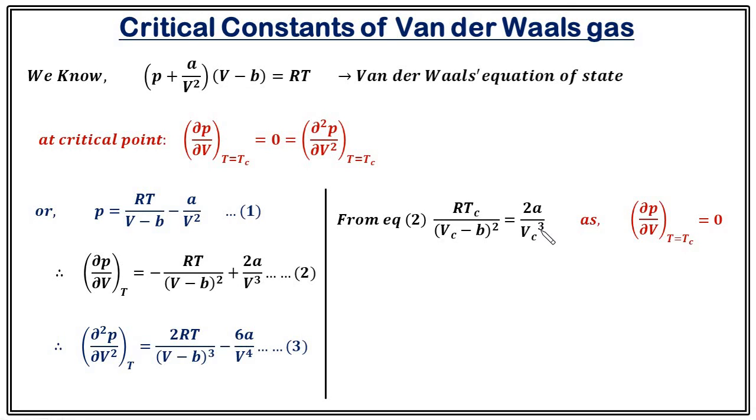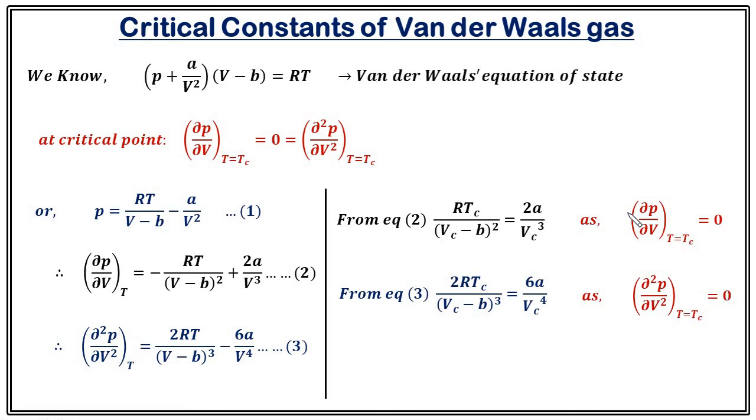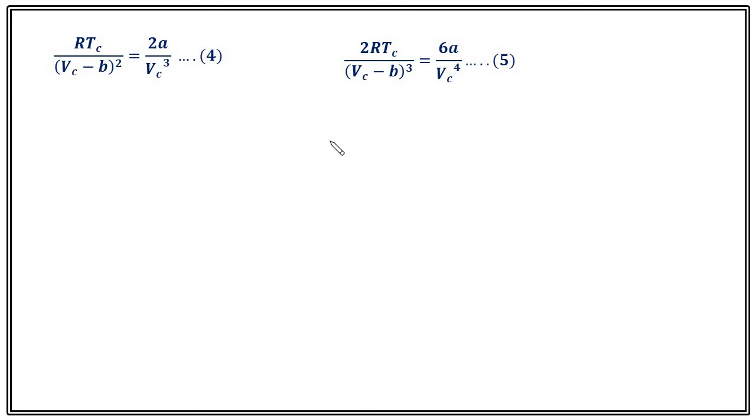Here we have just substituted the volume by critical volume and temperature by critical temperature, because this condition is only satisfied at the position of the critical point. Similarly, from equation 3, we can get 2RTc upon (Vc minus b) whole cube is equal to 6a upon Vc to the power 4. Okay, so just mark these two equations. So here we have two equations. Let's call them equation 4 and equation 5.